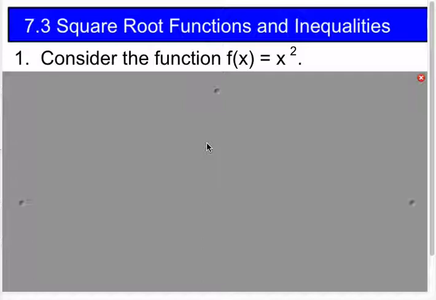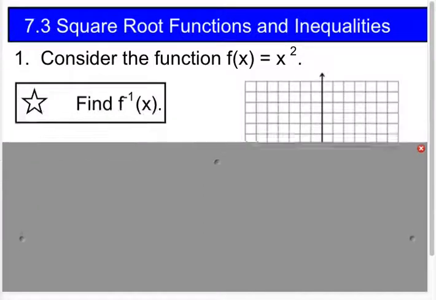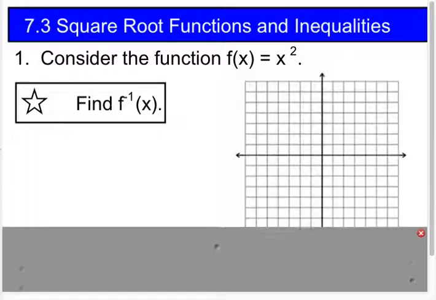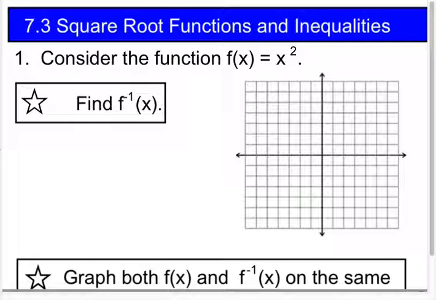Hello class, today we're going to look at section 7.3, square root functions and inequalities. So the first thing we're going to do is consider the function f of x is equal to x squared. What we want to do is graph f of x equals x squared, and then we're also going to graph the inverse.